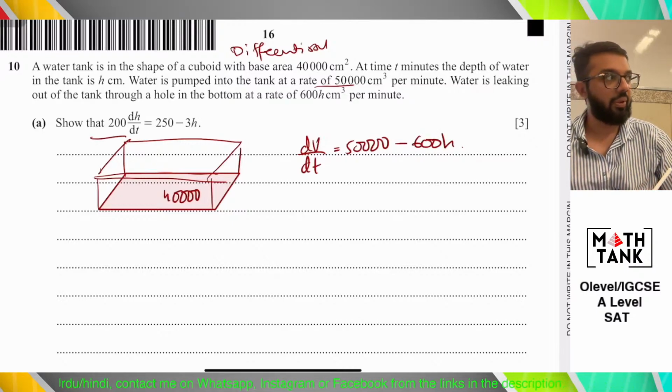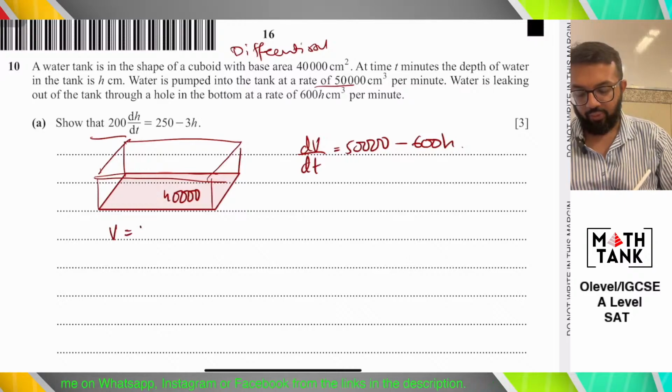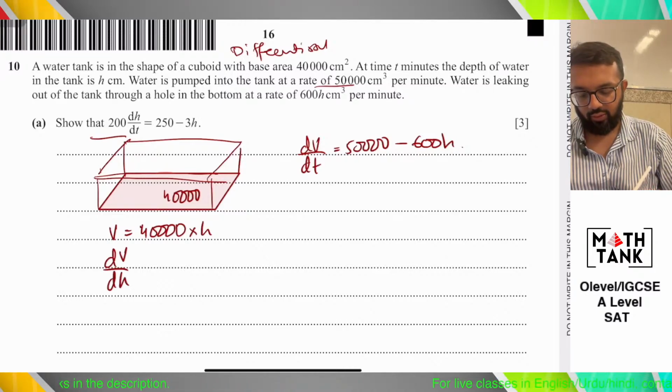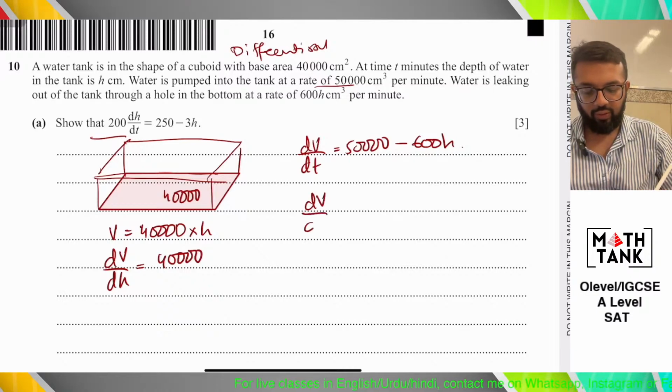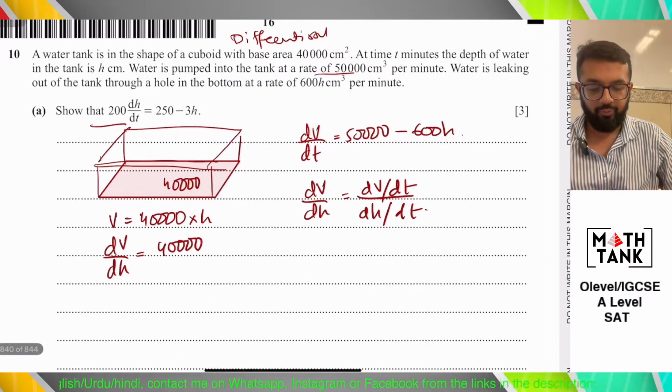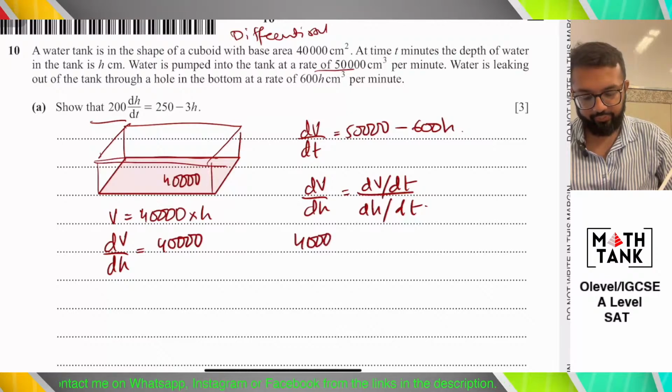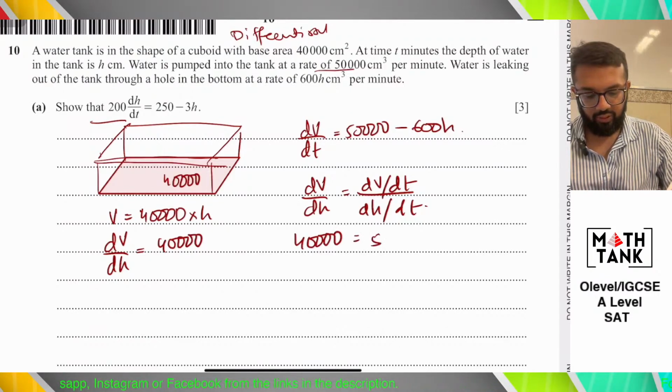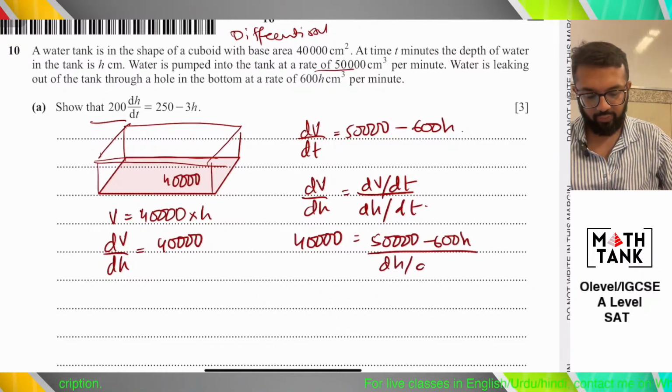So I want to show you something about the volume. Volume is basically base area into height. What's dV over dh then? dV over dh is 40,000. So how do you convert dV over dh? You use your chain rule. Whatever way you've learned chain rule, I do it like that. 40,000 dh over dt is 50,000 minus 600h, and dh over dt is what I want to prove to you.